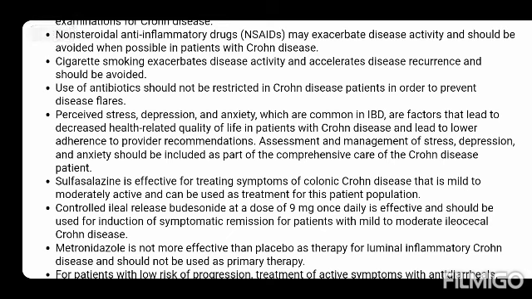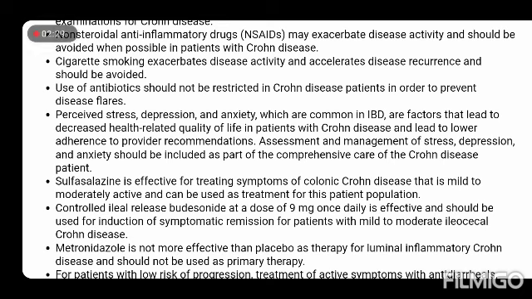Perceived stress, depression, and anxiety, which are common in IBD, are factors that lead to decreased health-related quality of life in patients with Crohn's disease and lead to lower adherence to provider recommendations. Assessment and management of stress, depression, and anxiety should be included as part of the comprehensive care of the Crohn's disease patient.